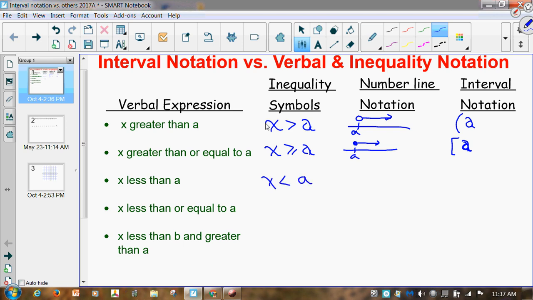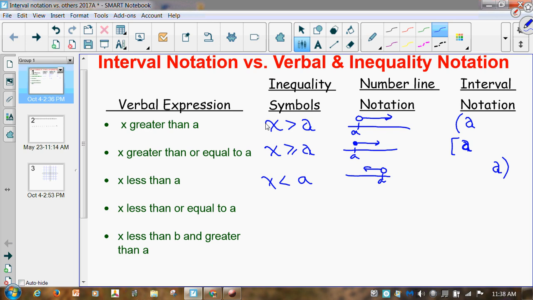Okay, and so then x less than a would be x less than a, and I'm going to switch to make my a's this way. As you know on a number line, that would be a circle, and then we would be going less than a. And on the interval notation, we would say a over here, and it would be on the right side instead of the left.